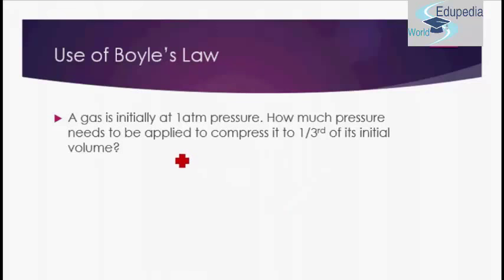You can read it on your own, but the concept behind it is that initially the pressure was 1 atmosphere, and let's say volume was V1. The question tells us that we want to compress the gas to 1/3 of its initial volume. So the final volume should be 1/3 of initial volume. So V2 is equal to V1 by 3. How much pressure do I need to apply, how much do I need to pressurize my gas in order to change its volume by such an amount?